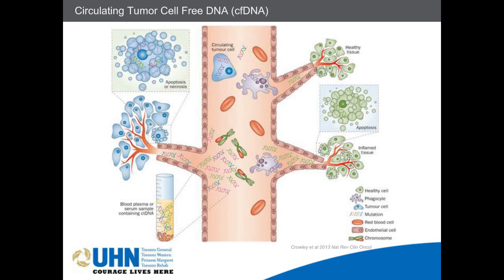The cell-free DNA in peripheral circulation can be extracted from a blood sample by collecting the serum or the plasma containing the cell-free DNA as a way to separate it from cells that contain genomic DNA still within the cell. And so in this way, the hope is that we can use cell-free DNA in peripheral circulation as an indicator of what is happening within tumors that can't be easily accessed for testing.